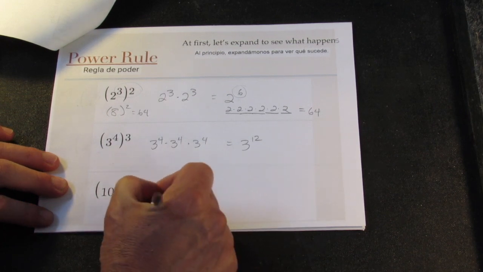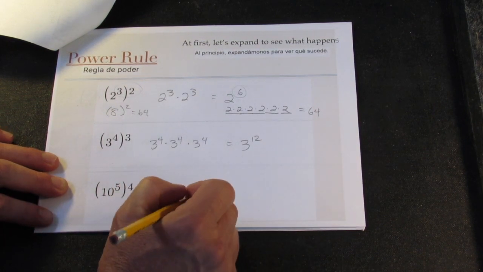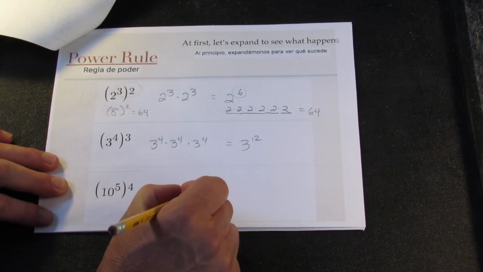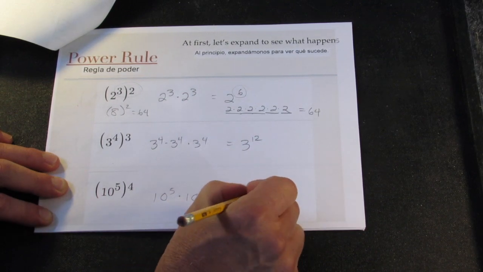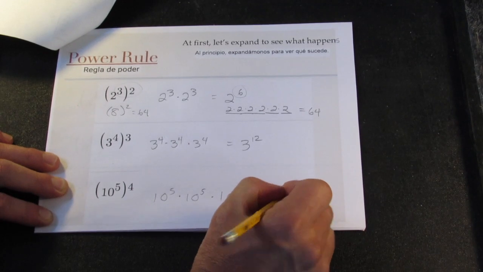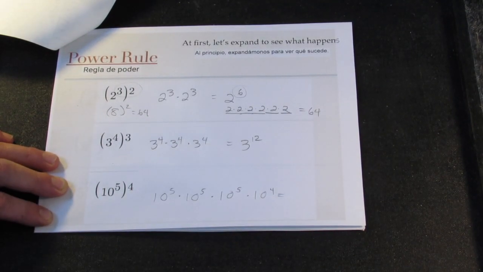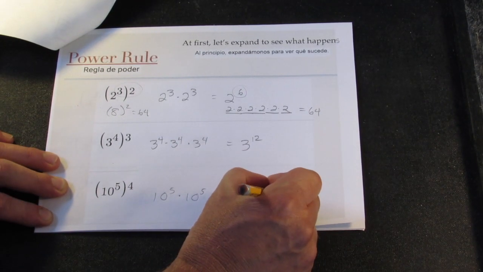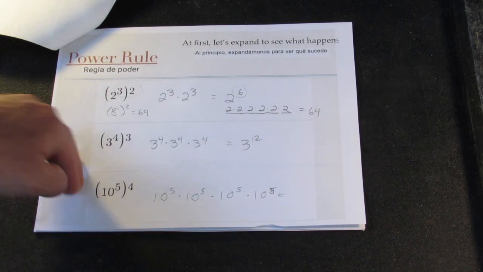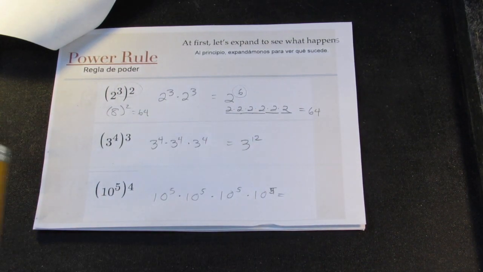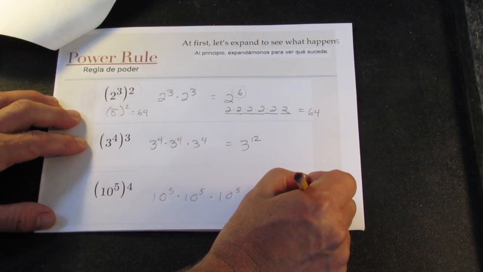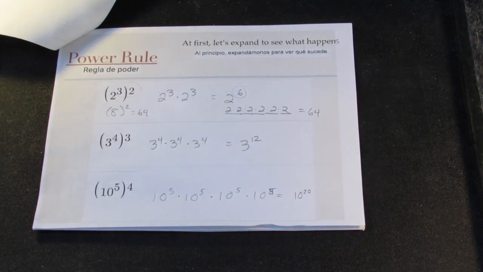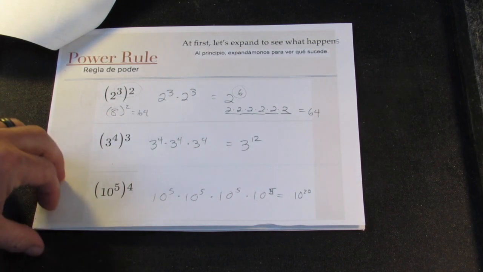10 to the fifth, big number, 100,000 I believe, and 10 to the fifth, that's 2 of them, 3 of them, 4 of them. Expand it out. I'm sorry, bumping the tripod there. Oops, that's supposed to be a 5. Of course, so 10 to the fifth to the fourth power looks like that. Again, product rule, 5, 10, 15, 20. 10 to the 20th power. Good size number right there.